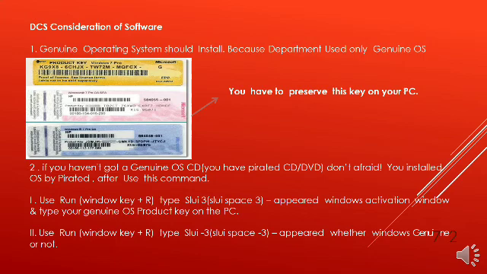Use Run, Windows key plus R, type SLUI 3. SLUI space 3, the Windows activation window appears, and type your genuine OS product key on the PC. Use Run, Windows key plus R, type SLUI space 3, and it shows whether Windows is genuine or not. And this ends the installation.